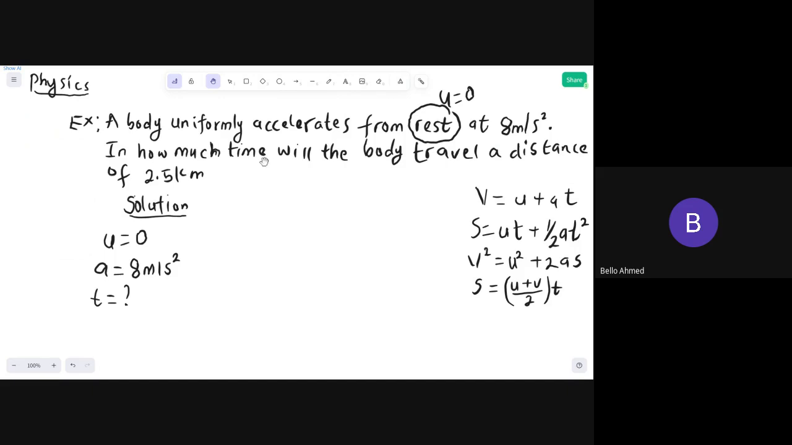It is very important. So next thing, in how much time will the body travel a distance of 2.5 kilometers? This 2.5 kilometers represents distance, because the question says will the body travel a distance of 2.5 kilometers. What do we normally use to represent distance? It is s. We know that already. So distance is equal to 2.5 kilometers.